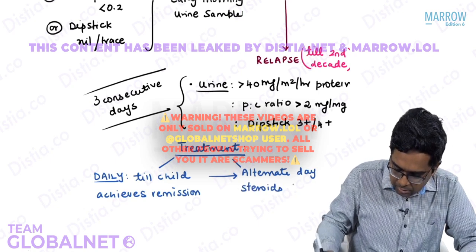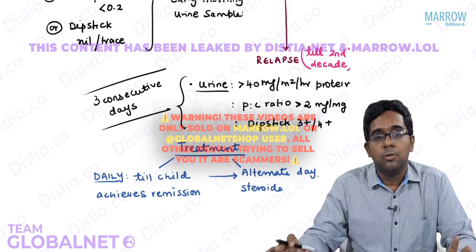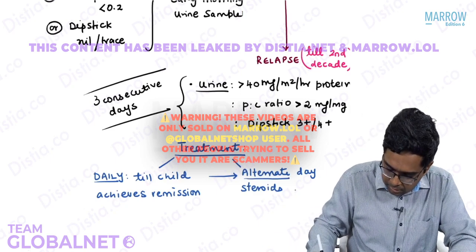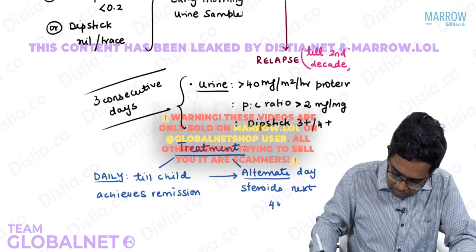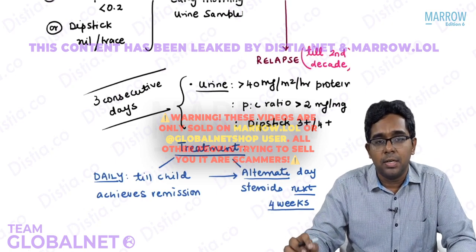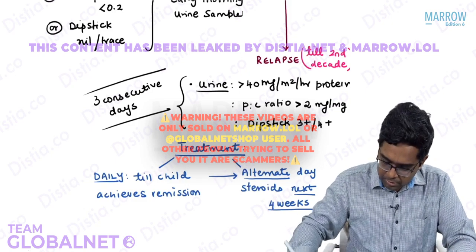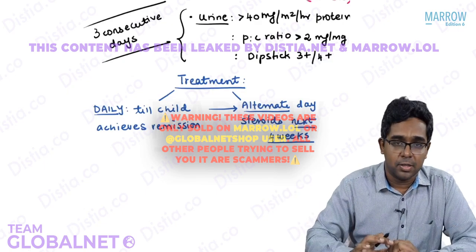Again, alternate day steroid refers to the same dosage of 1.5 mg per kg per day or 40 mg per meter square per day. These alternate day steroids have to be given for the next 4 weeks. Okay, so this is also an update in the treatment guidelines according to the 2021 guidelines for management of nephrotic syndrome. So that is about how to go about treatment of relapses in nephrotic syndrome.